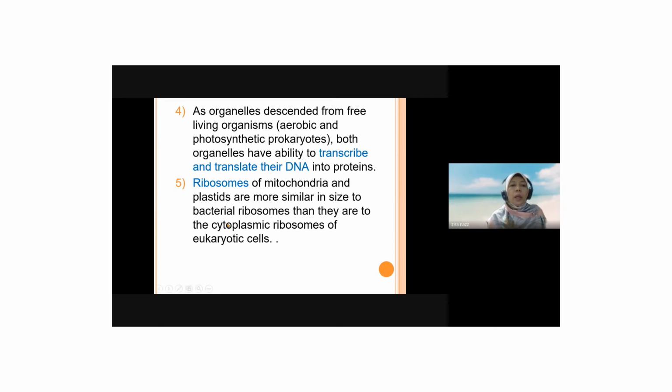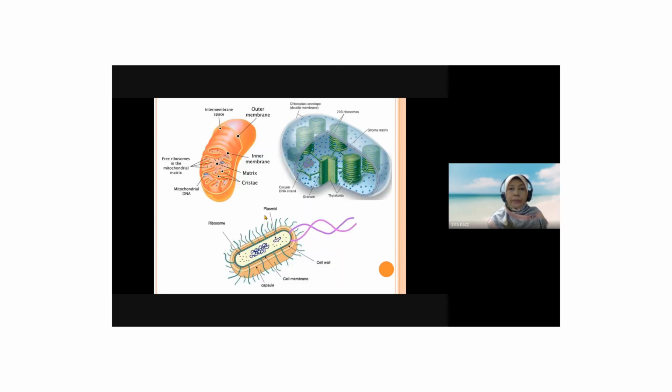So that's it. And then proof number 5, ribosomes of mitochondria and plastids are more similar in size to bacterial ribosomes. They are small. Their size is also quite similar. Ribosome. What is a ribosome? What is the function of ribosomes? Anyone? To synthesize protein. Yes, good. To synthesize protein. That's very important for ribosomes. So the size of ribosomes is quite similar for mitochondria, chloroplasts and bacteria. So this is another proof, the last proof that they have. Okay. So that's the end.